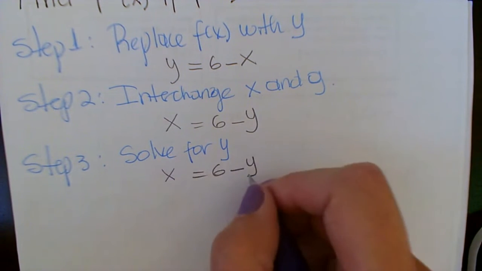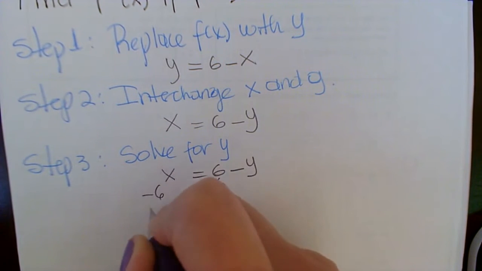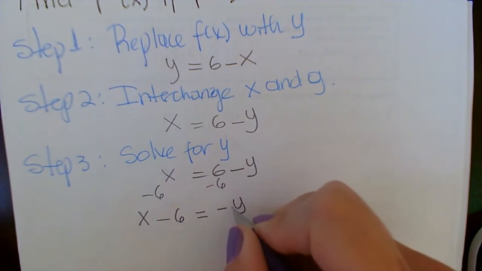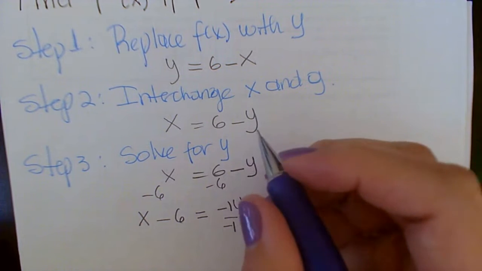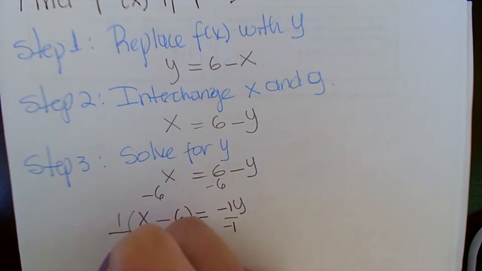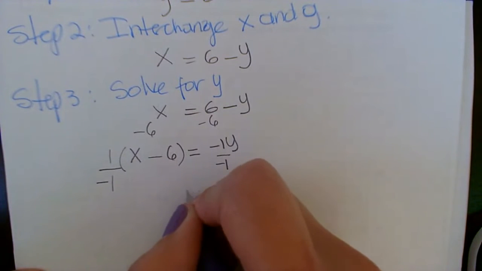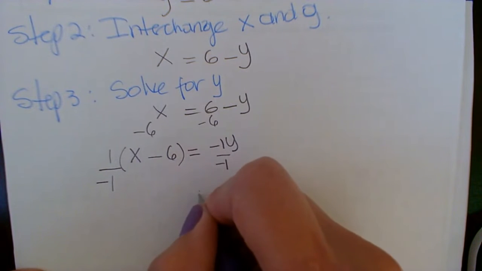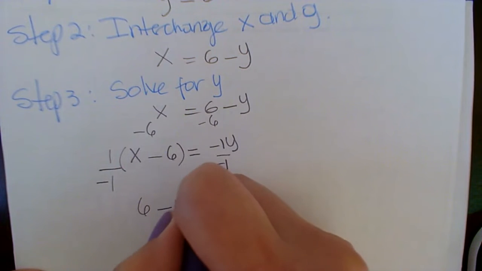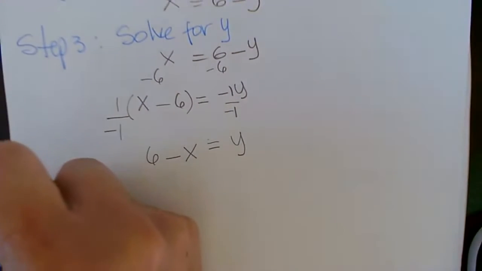Apparently we add the y and we move the x to the side. Let's move the 6 to the other side. So it's going to be x minus 6 equals negative y. Now we're going to divide by the reciprocal. So all of this is going to be what? Y is going to be equal to 6 minus x.